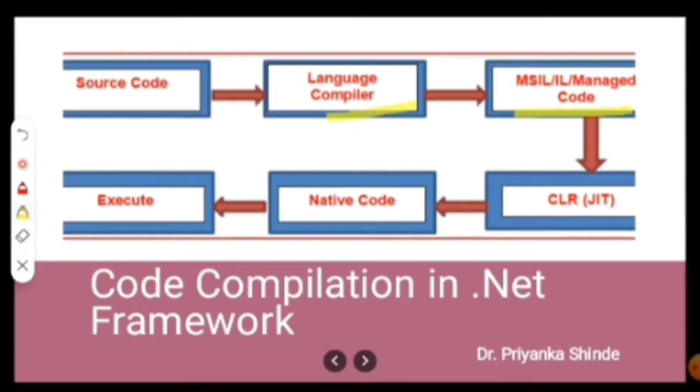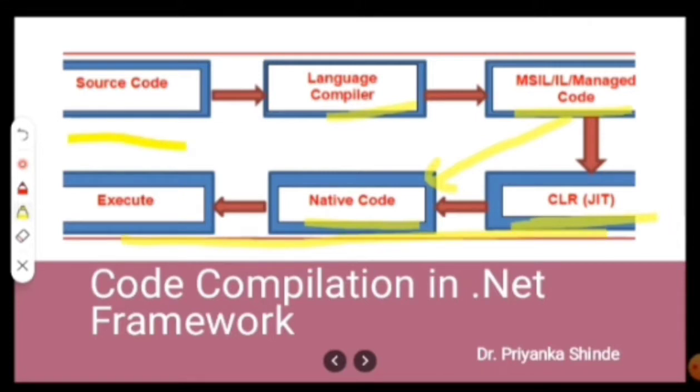Then in the second step of compilation, what happens? MSIL code is converted into native code with the help of JIT. So what is native code? Native code is nothing but the code specific to the operating system, so that the code can be executed by the operating system, and this is done by CLR with the help of JIT. So this is the second step of compilation.